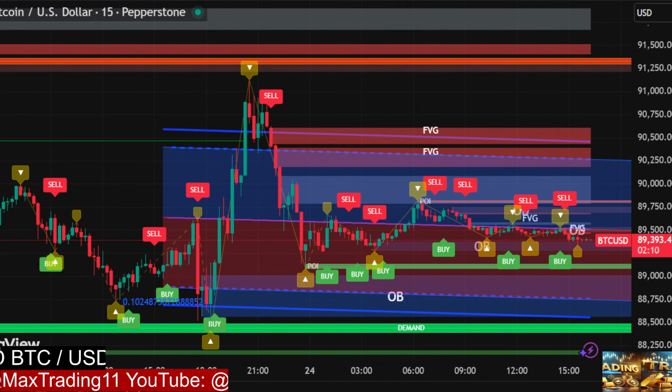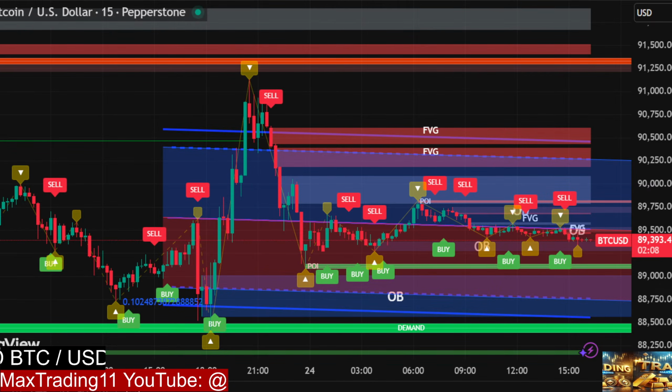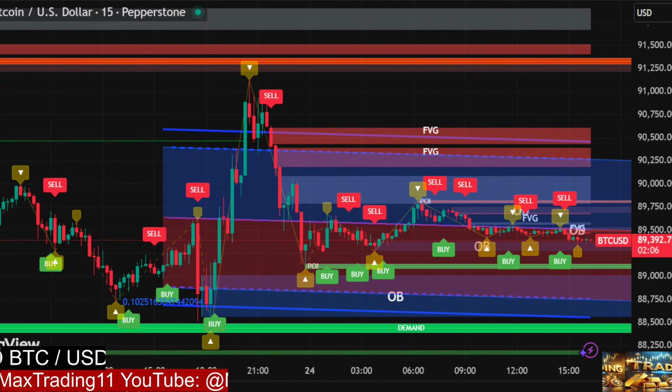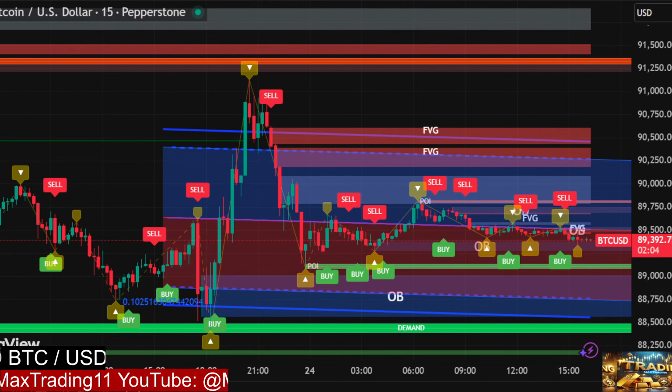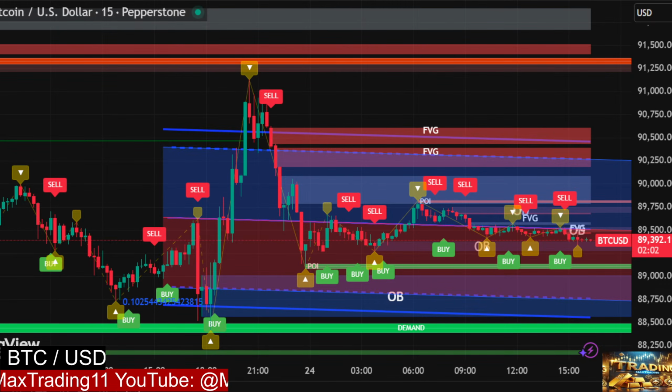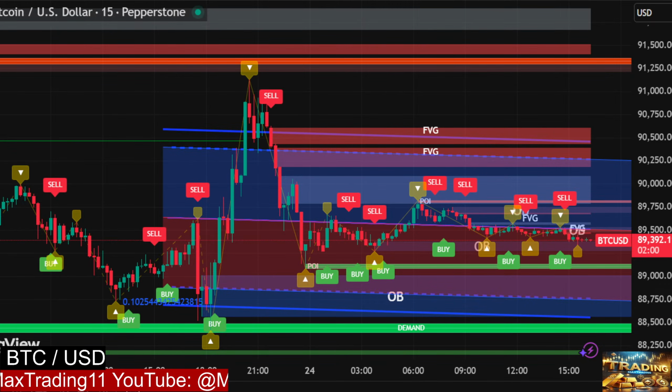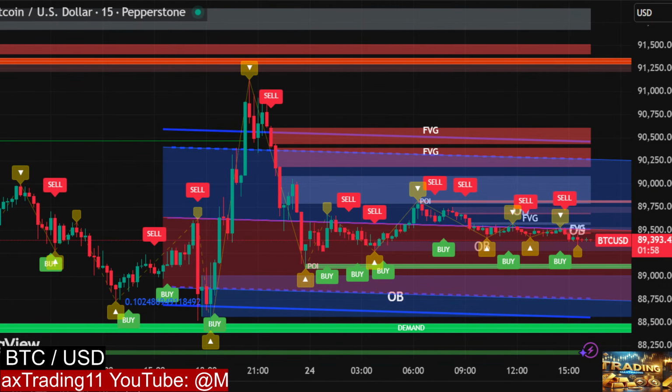With this short setup, our primary target is the midline, which often acts as a magnet for price. A more ambitious target would be a full rotation to the lower band. It's crucial to manage the trade actively as it develops.